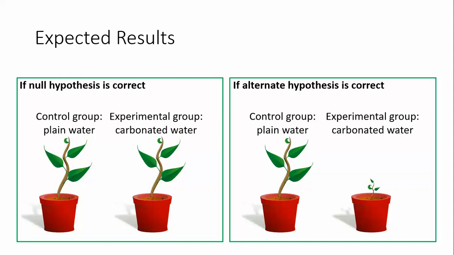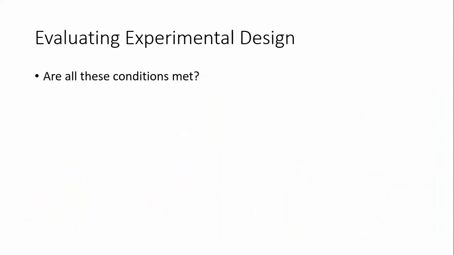It's always useful, when you're designing an experiment, to think about what results you would expect to help reject your null hypothesis or to reject your alternate hypothesis. You may not always get results that fit either of those situations, but it helps you to refine your experimental design. Speaking of which, a lot of times you'll be asked to evaluate the experimental design that they describe in a question. And so you'll want to ask yourself, are all these conditions met? And this list is not completely exhaustive. There are other things that you can ask yourself to see if it's a valid experimental design, and we'll talk about those as they come up throughout the year.